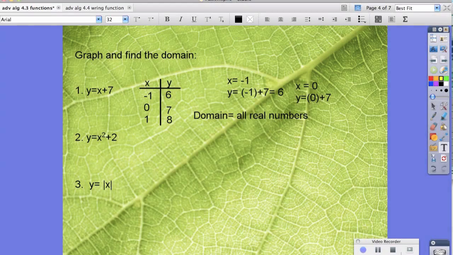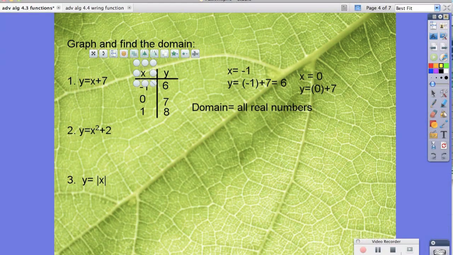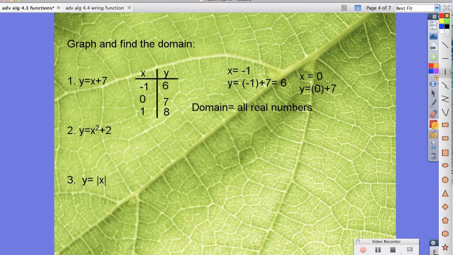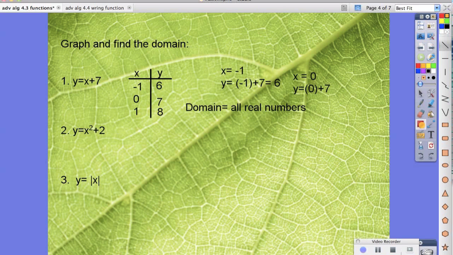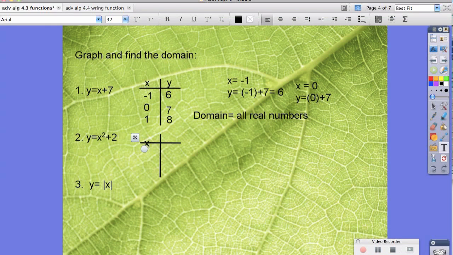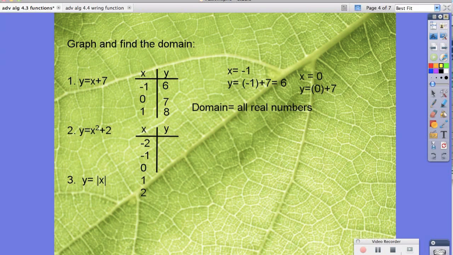Same thing with our second graph. So we are going to graph this one, but we're going to need to create a table. Here that is. And again, we want to pick values for x that are both positive and negative. So we're going to choose -2, -1, 0, 1, and 2. Notice we picked more values here because this is not a graph we've seen before.